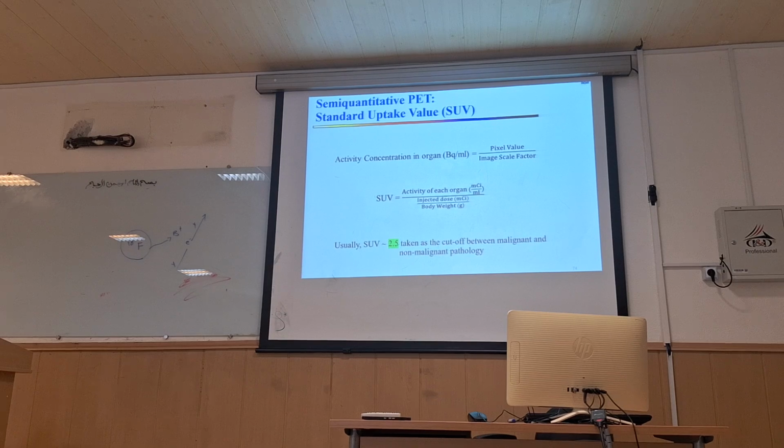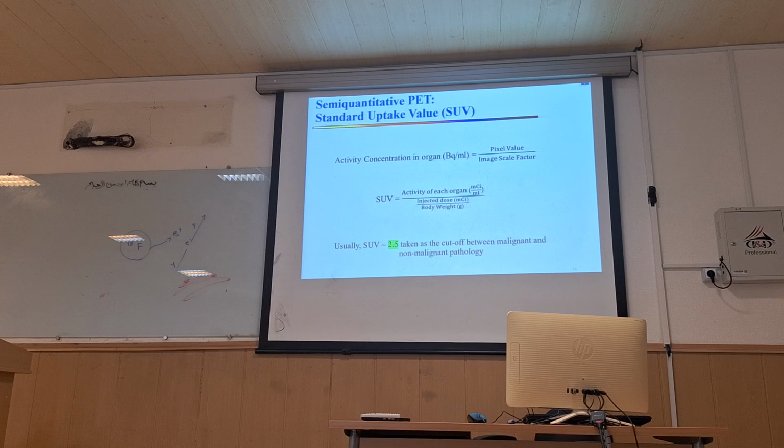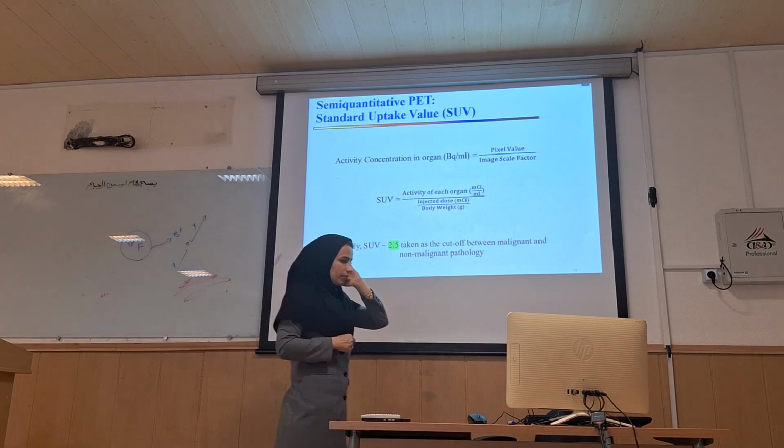If my SUV value is more than 2.5, I know this is malignant. If it is lower than that, it is non-malignant. This is an example of a quantitative image. This is very good, and today more physicians use this to distinguish between malignant and benign. This is the reference. And this is the formula for calculating the SUV.